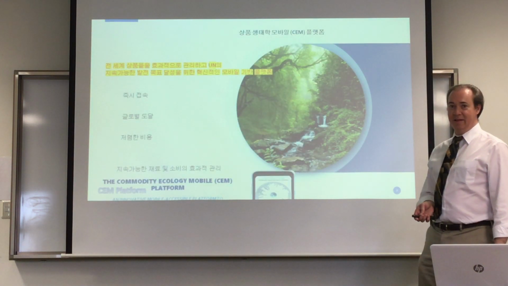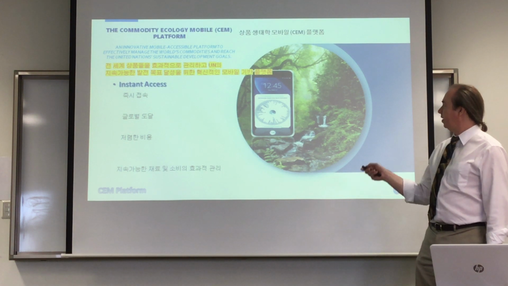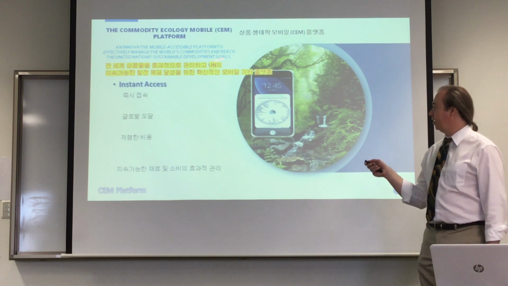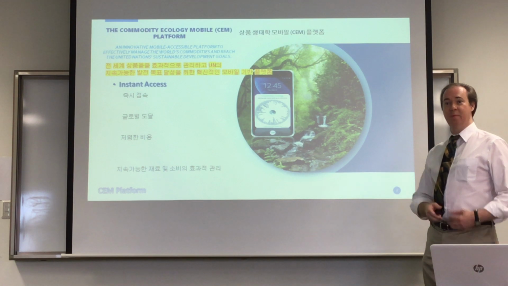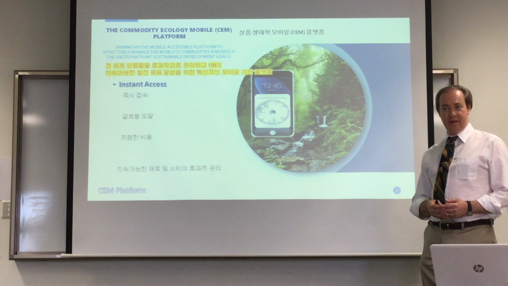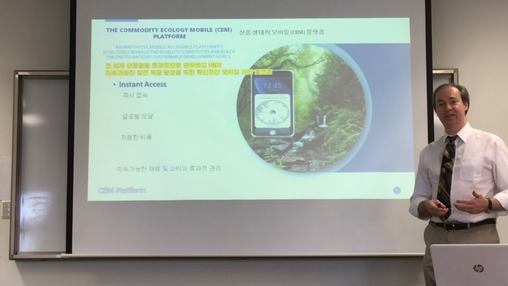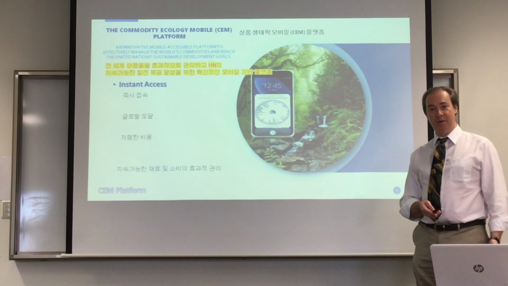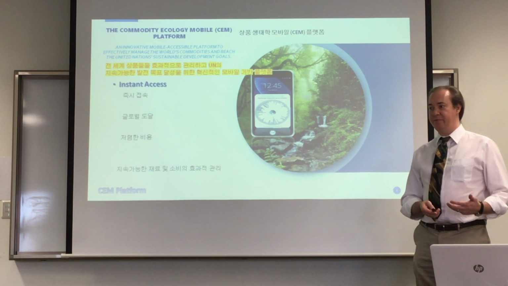Let me summarize a bit about that today. The point is, this Commodity Ecology Mobile Platform is an innovative mobile accessible platform to effectively manage the world's commodities and reach the United Nations Sustainable Development Goals. That is the other major goal. The goal is to have sustainable production and consumption facilitated through this platform. And when you do that, by the end of this talk, you'll understand how that facilitates all other sustainable development goals.